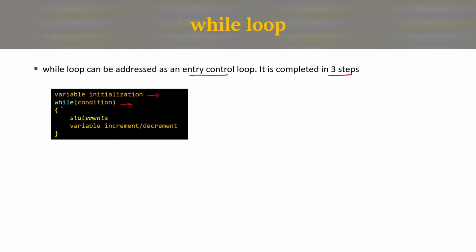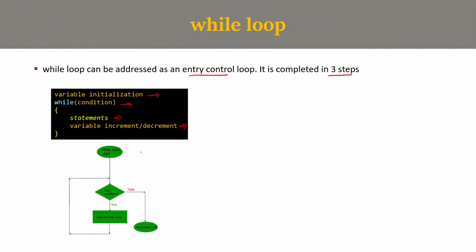Here we write the keyword while, and within this while we write our condition, and then after this we enclose this while statement with a second bracket, and then we write our statements. And after we have written our statements, we move on to the last step, which is our increment or decrement. So here we increment or decrement our variables.